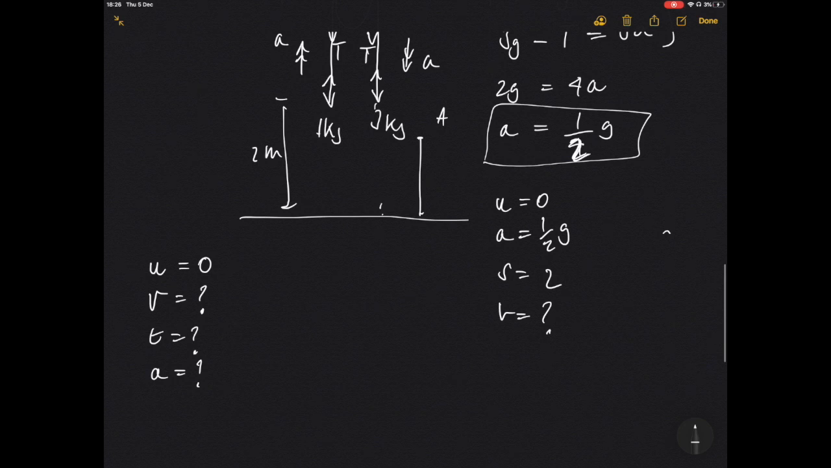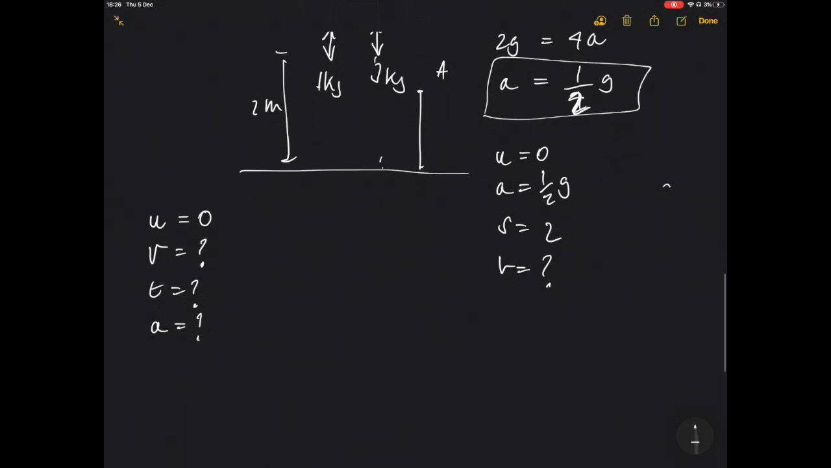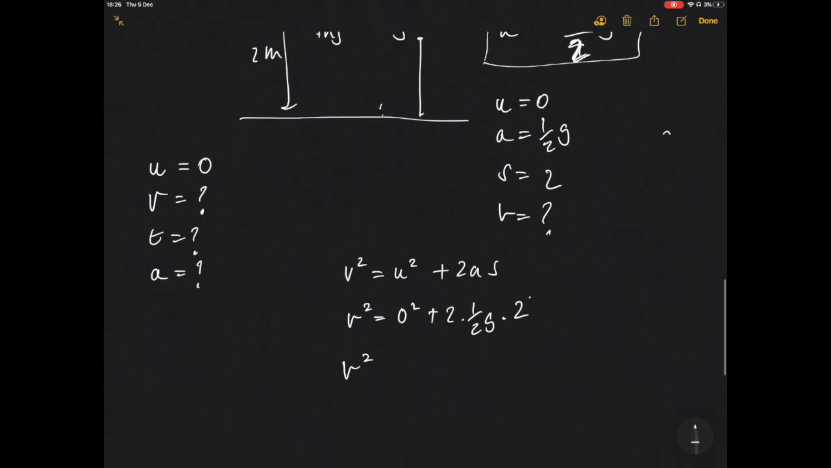So our final velocity: we'd use the equations of motion, v squared equals u squared plus 2as. That one would do. So v squared equals 0 squared plus 2 times a half g times s, which is 2. So we can find that v is equal to the square root of 2g. So we can fill this in here as the square root of 2g. So we have a little bit more information.